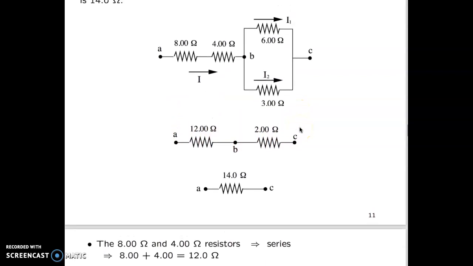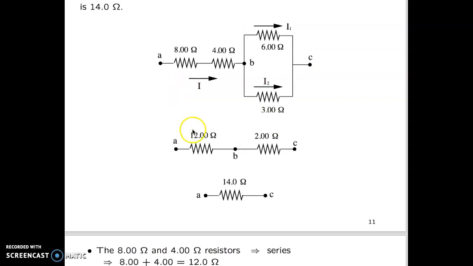Okay, go back to the original diagram here. Well, whatever the current is that goes through this equivalent resistor, it's the same current that flows through each of these two that were in series with each other. So 3 amps goes through the 14. Therefore, 3 amps goes through the 12 ohm equivalent resistor. Therefore, 3 amps goes through these two resistors, the real resistors in the real circuit. Okay, if you follow the logic there, hopefully it makes sense.